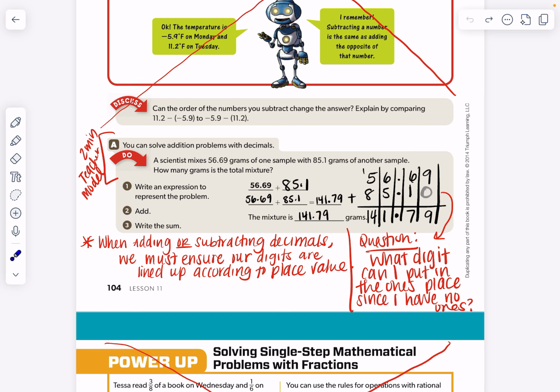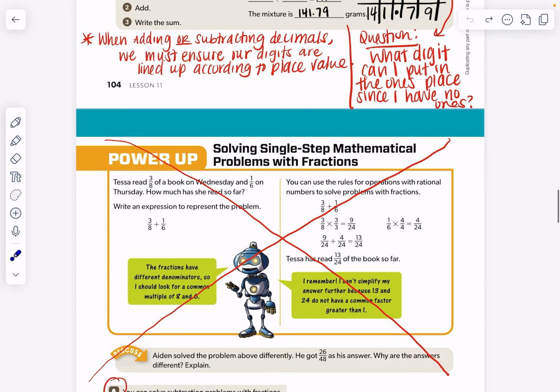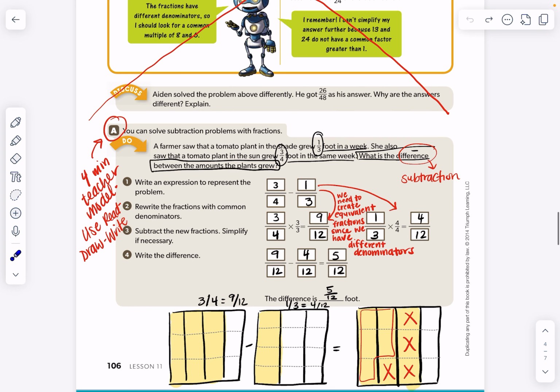So the question that you want to ask when you place these two values in the place value chart is, what digit can I put in the ones place since I have no ones? Students will identify that 0 can be used as a placeholder, right? Because I have nothing in the ones place for my second number. The number 0 represents nothing. Okay, so then we're going to do another model.